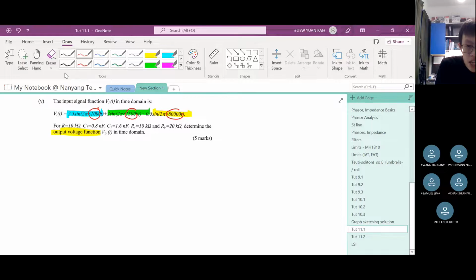So that means you cannot change this to phasor, change this to phasor, change this to phasor, add them up, okay? You cannot. That is conceptually wrong. Why? Because when you add things together with phasor, they need to be the same angular frequency. Okay, same angular frequency or frequency. Okay, same frequency. Then you can add them up as phasor. In this case, you cannot do that. Okay, cannot change them to phasor and then add them up.